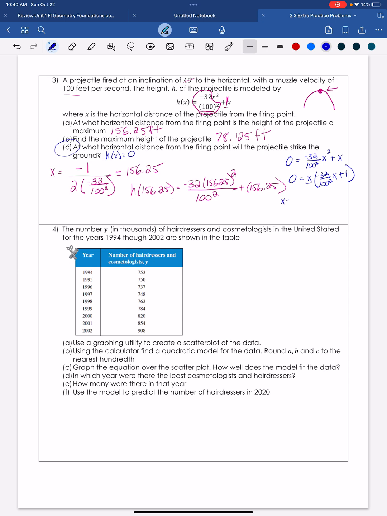When I factor, x is equal to 0, or negative 32 over 100 squared x plus 1 is equal to 0. So negative 32 over 100 squared x is equal to negative 1. I multiply by 100 squared and divide by negative 32, and I end up with 312.5.